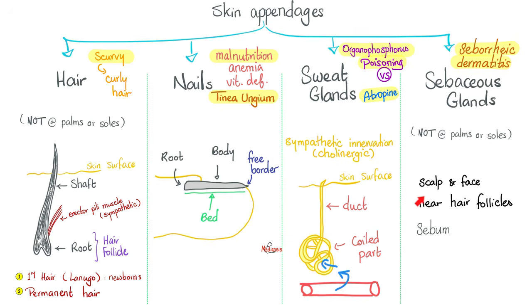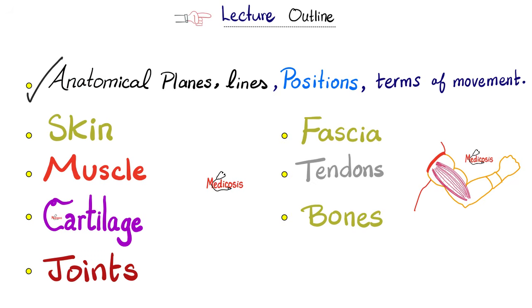Sebaceous glands make sebum. What is sebum? It's an oily secretion, commonly found in the scalp and other parts of the body. We are done with this.